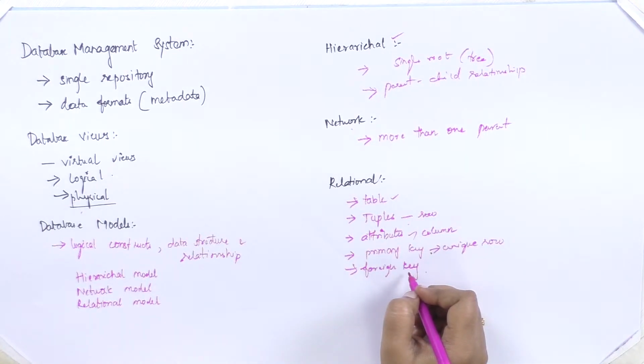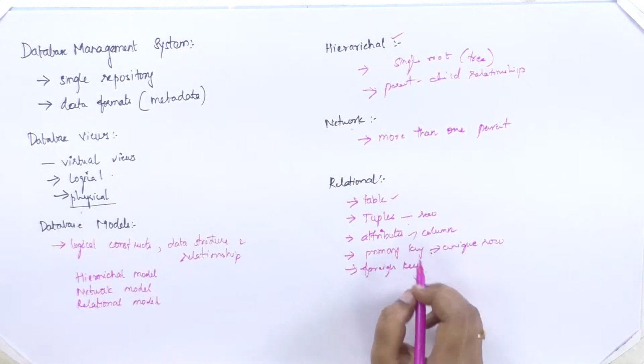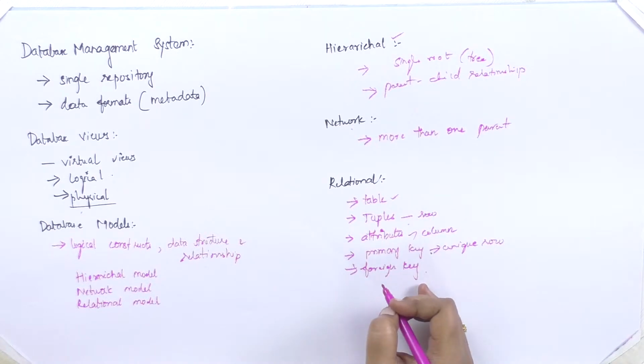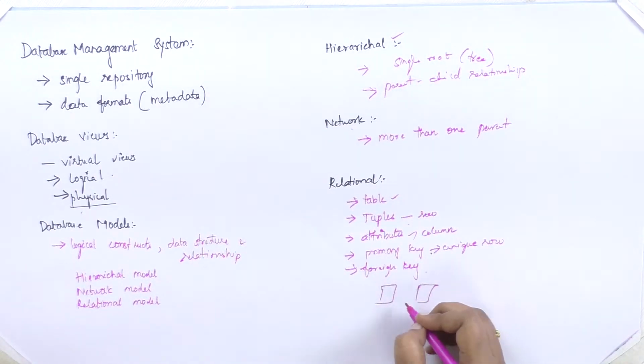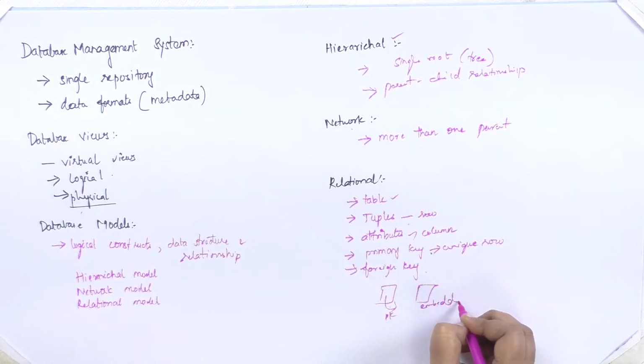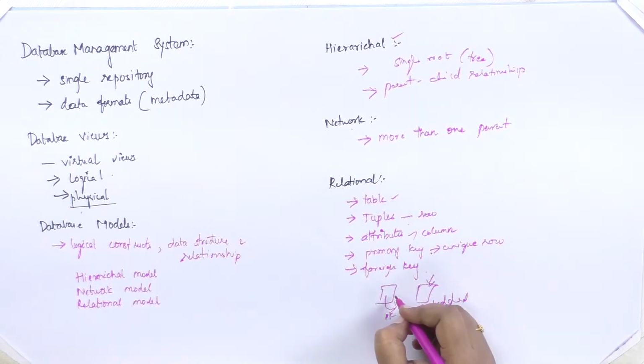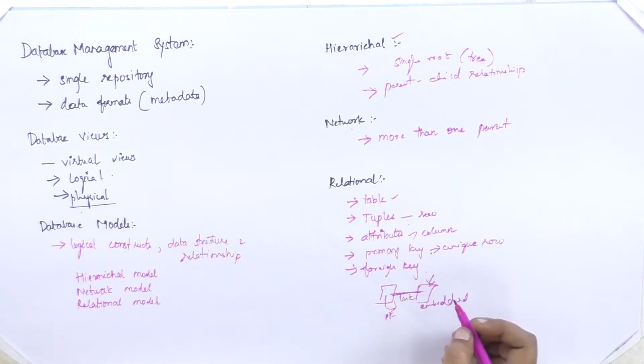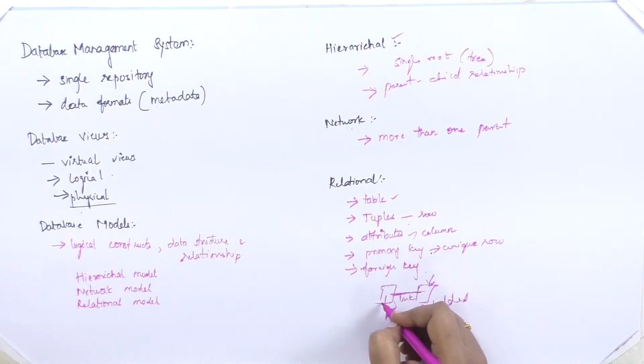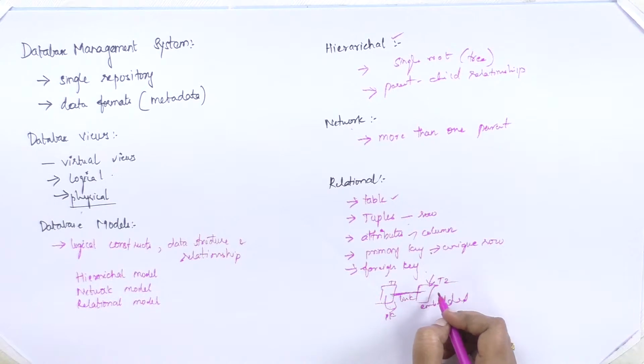Next is the foreign key. A foreign key is a primary key of another table that is embedded in a table to link these tables. So you will have two tables. The primary key of the first table will be embedded in the second table, so that these two tables get linked. If the key used as a primary key in table 1 is used to link to table 2, then that key is called a foreign key in table 2.